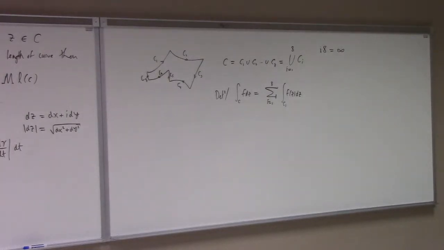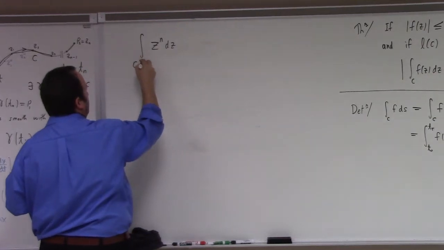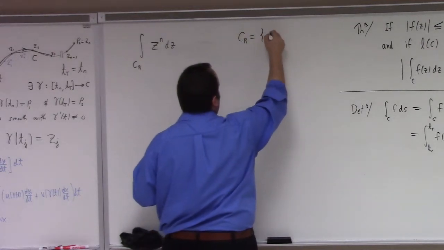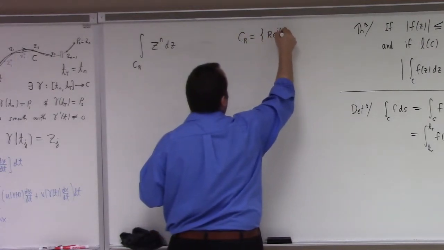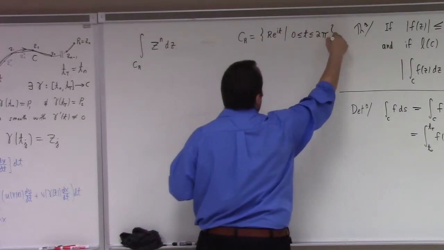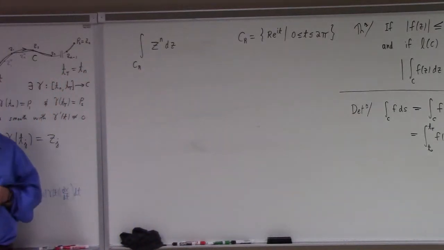Listen, one of the things we ought to do before I get the projector out is to do this one. What's the integral of z to the n dz along the curve c sub r? And let's let c sub r be the oriented r e to the it such that 0 less than or equal to t less than or equal to 2 pi. In other words, it's just a counterclockwise circle of radius r.